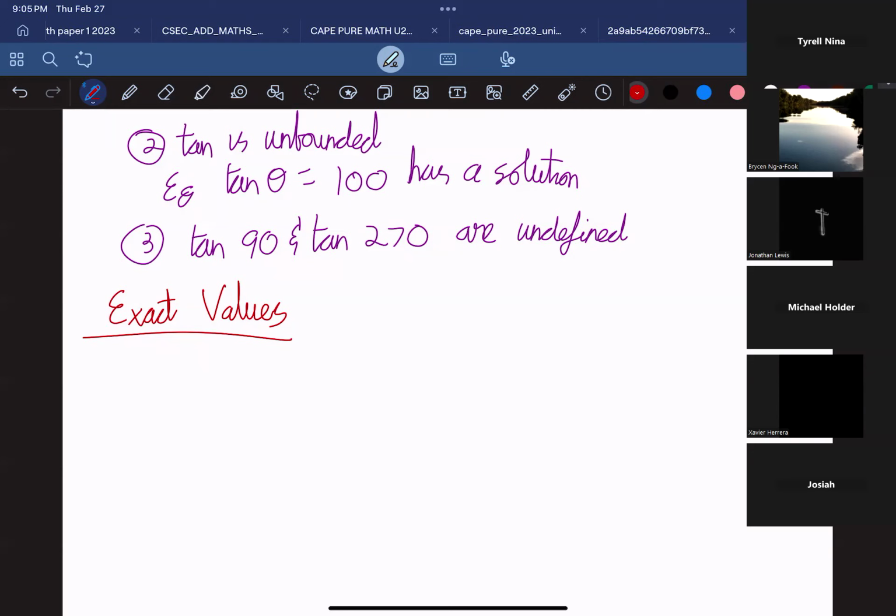All right, so exact values. There are certain values of trig functions that you're supposed to know. Back in the day, you didn't have Casio calculators, so you needed to learn these off. But now that you have the Casio calculators, you get it one time. So theoretically, you don't need to learn these off, but we'll do it. So we have a table.